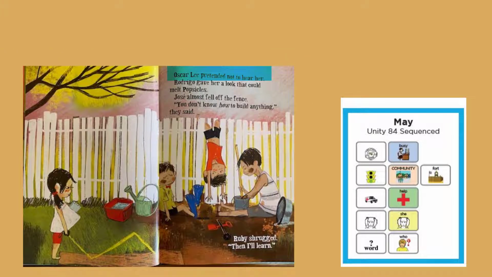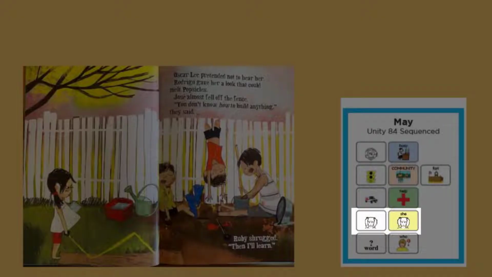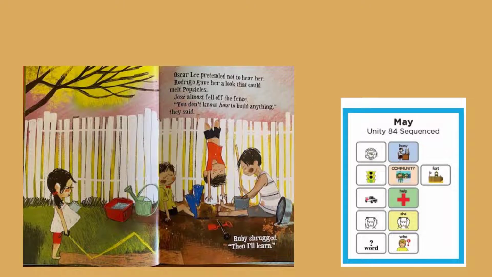Oscar Lee pretended not to hear her. Rodrigo gave her a look that could melt popsicles. Jose almost fell off the fence. "You don't know how to build anything," they said. Ruby shrugged. "Then I'll learn." She wants to build something, but nobody wants to help her. Let's see what she builds.